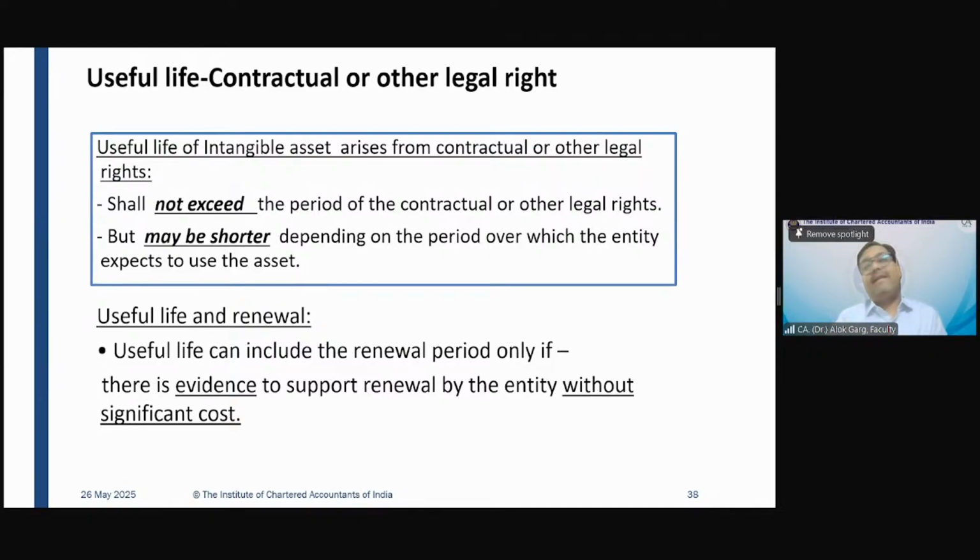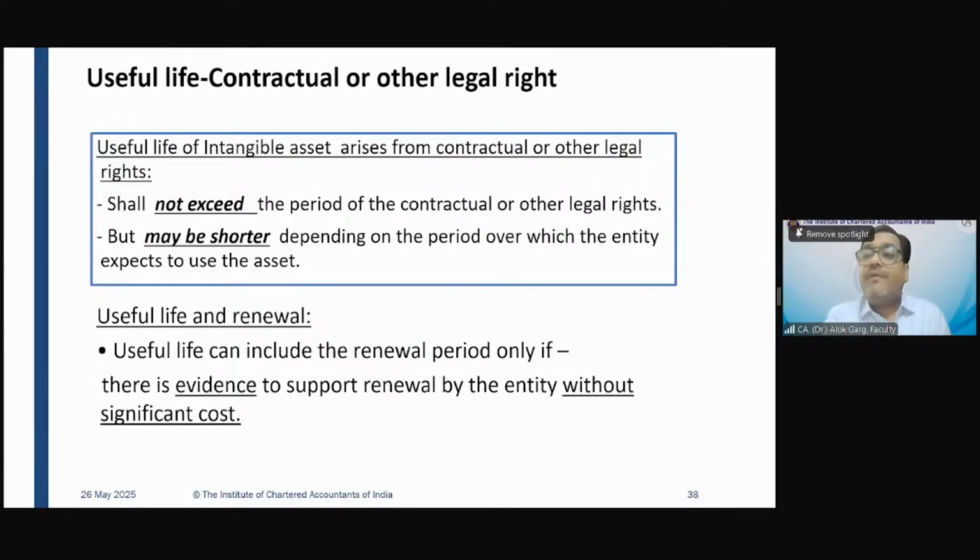Now coming to the finite useful life. The standard says that the useful life of an intangible asset arises from contractual or other legal rights, and it should not exceed the period of the contractual or other legal right. For example, the company has acquired a license from the Government of India, and the contractual life of the license is 10 years. What is the useful life? 10 years. It should not exceed the period of contractual or other legal right.